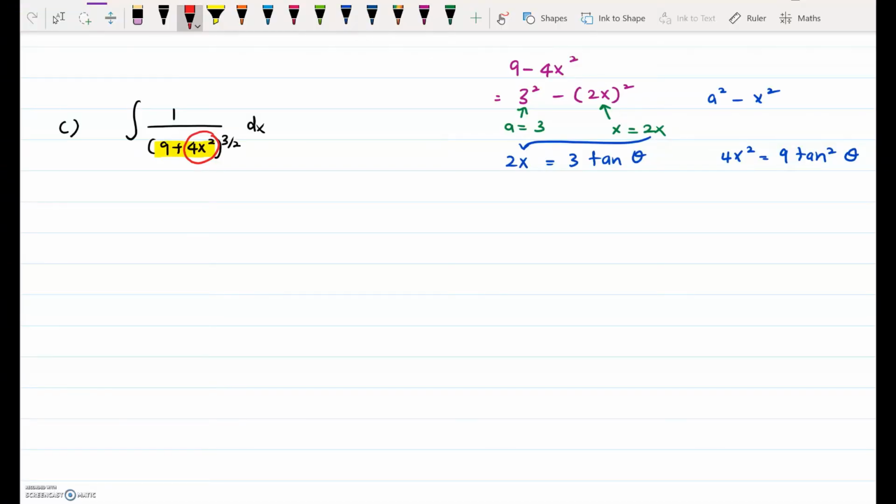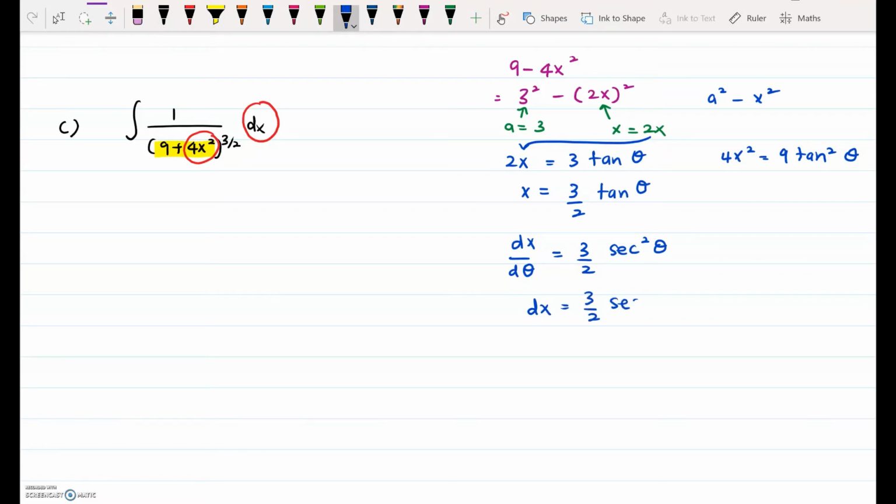What is another term we have here? We have dx. To find dx, write x as the subject: x equals 3 over 2 tangent theta. Then differentiate: dx over d theta is 3 over 2 secant squared theta. Lastly, writing dx as the subject, it will be 3 over 2 secant squared theta d theta. Now let's substitute in the question. We have the integration of 1 over (9 plus 9 tangent squared theta) to the power of 3 over 2, and dx is 3 over 2 secant squared theta d theta.